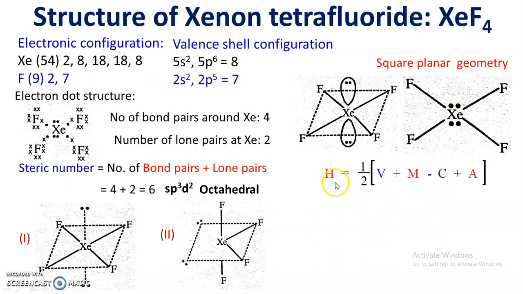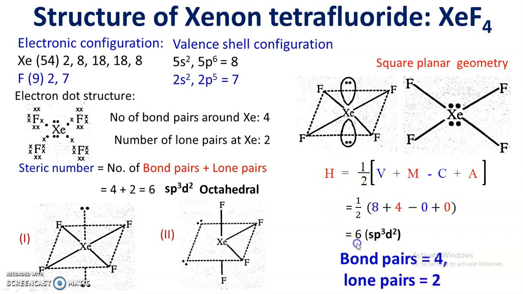Alternative method: the formula is H equals half of V plus M minus C plus A. Number of valence shell electrons for xenon is 8. Number of monovalent atoms is 4. So 8 plus 4 is 12, divided by 2 is 6. So H equals 6 means sp3d2 hybridization, and there are 4 fluorine atoms attached to xenon. It means bonding pairs must be 4, and 6 minus 4 is 2, so there must be 2 lone pairs. So this is the alternate method, and the possible geometry is octahedral, but the observed geometry is square planar.